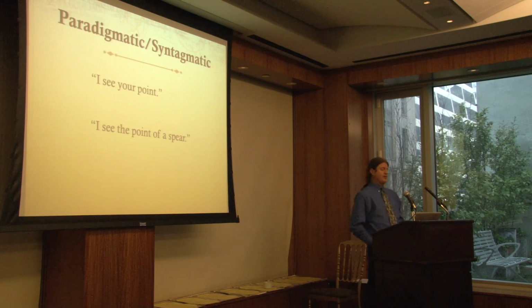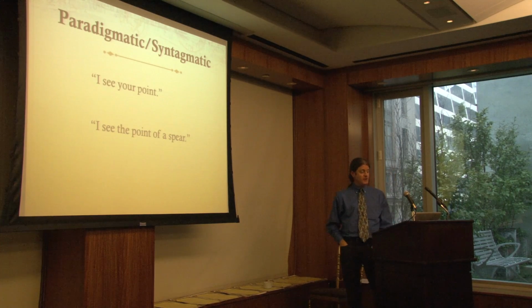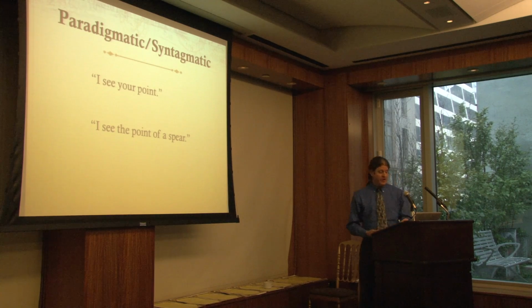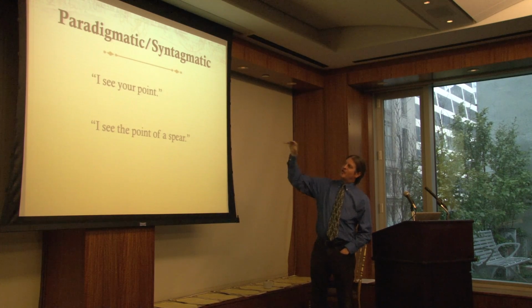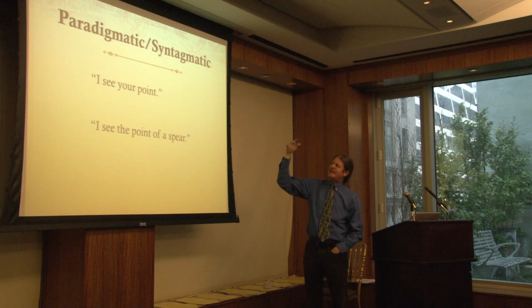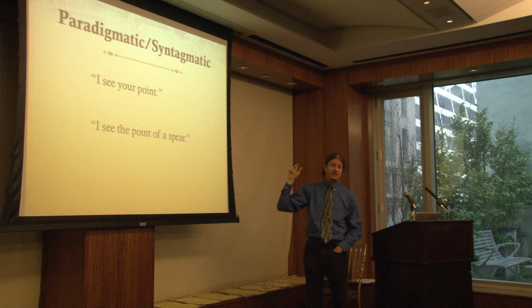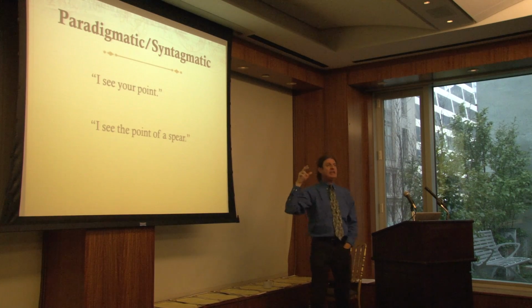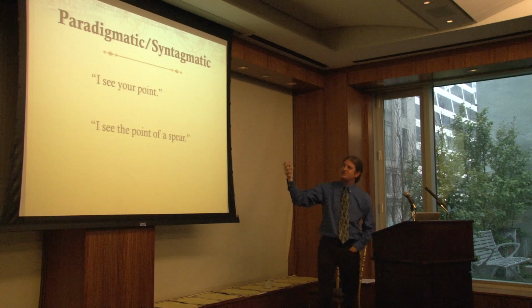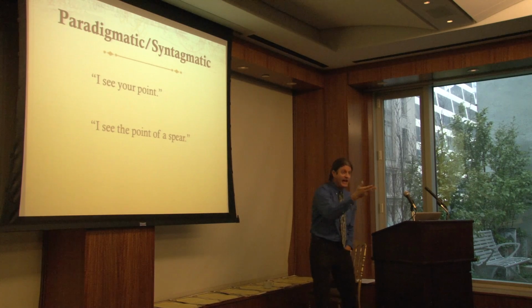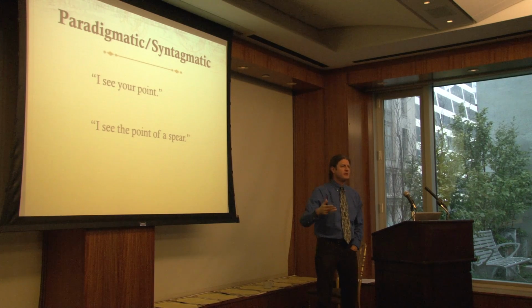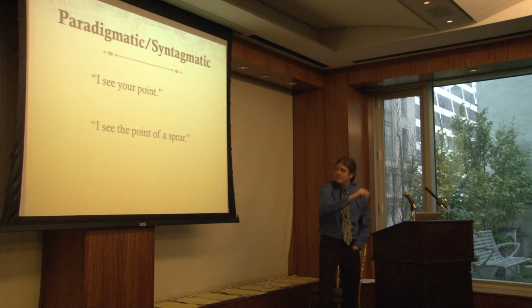So here's a very simple example of the relationships between paradigmatic and syntagmatic relations. If I say, I see your point, and then I see the point of a spear. You can notice that you get the meaning of the words point and see only by the combination of the words that they're in. It's not as if each word just has a meaning. There's a syntagmatic relationship that allows us to know that the word see in that first one means what? Understand. What else does it mean? Agree. And how about point? What does point mean? Idea, proposition, statement.